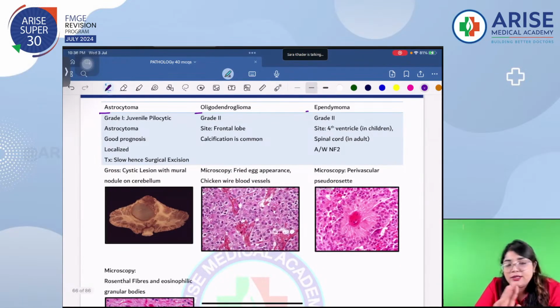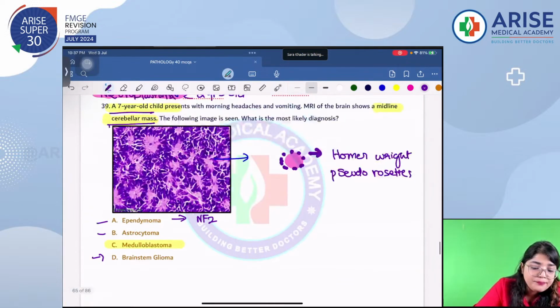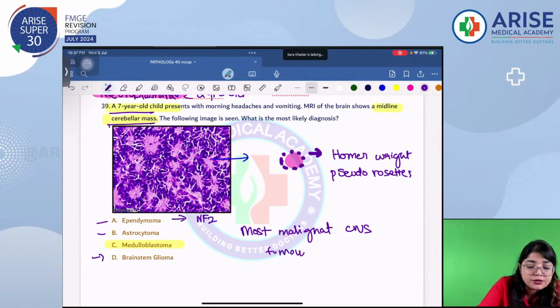Your astrocytoma is further divided into grade 1, grade 2, grade 3, grade 4. Grade 1 is juvenile pilocytic astrocytoma, where you have a cystic mass on the cerebellum. So remember, it happens in children, and it is a cystic lesion on the cerebellum. The same thing, children, on the cerebellum. This, remember, is the most malignant CNS tumor of children.